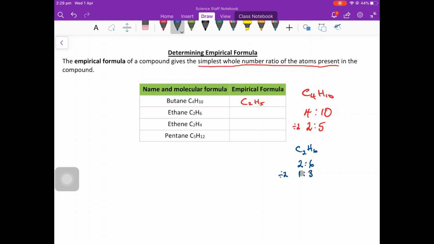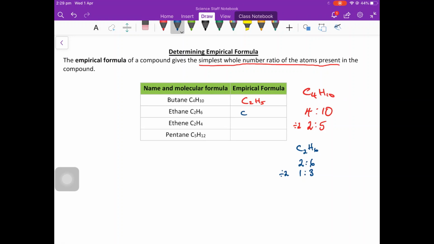And I've kept my whole numbers, I haven't gone to decimal places, and therefore I was able to make a more simple whole number ratio. Can this be divided down any further? No, it can't, not without getting to decimals. So the empirical formula for ethane is CH3. Let's have a look at ethene.